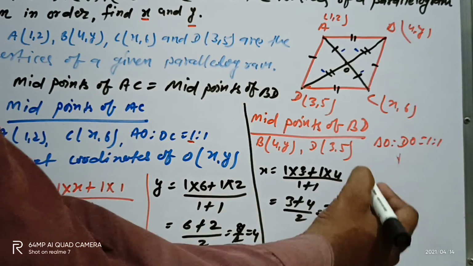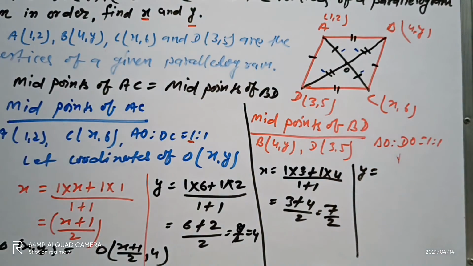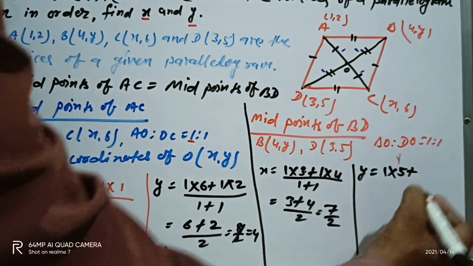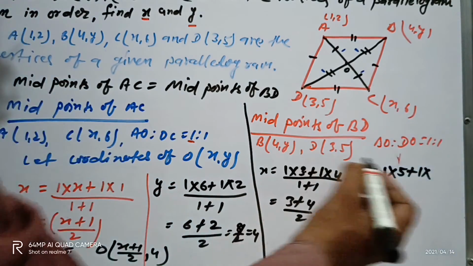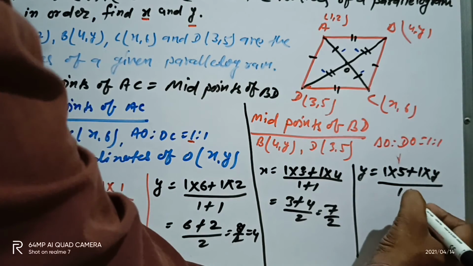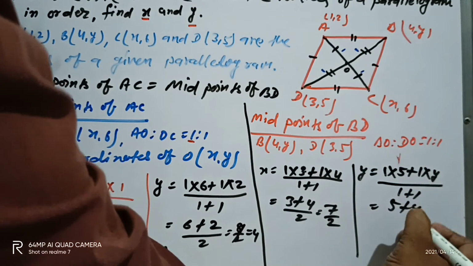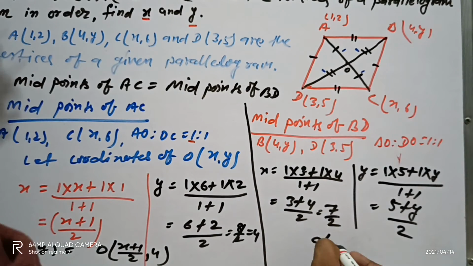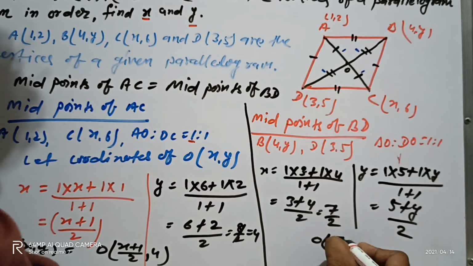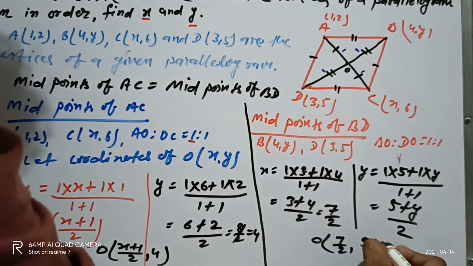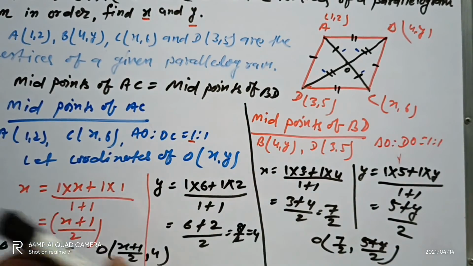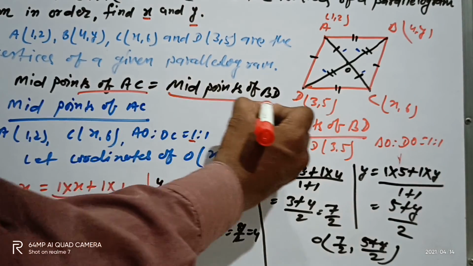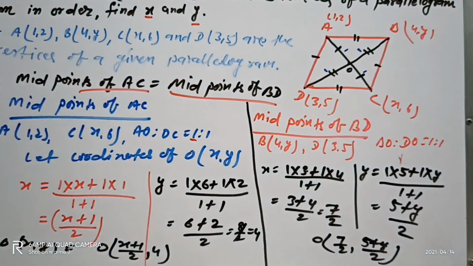Similarly, we can find y also: m1 y2, where m1 is given 1 and y2 is given 5, plus m2 is 1 and y1 is given y, by 1 plus 1. There will be (5 + y) by 2. So the midpoint, I mean the coordinates of O, we have got here: 7 by 2 and (5 + y) by 2. As I have said, the midpoints are equal. Here you can see the midpoint of AC is equal to the midpoint of BD. Now we will put both values here and find out.